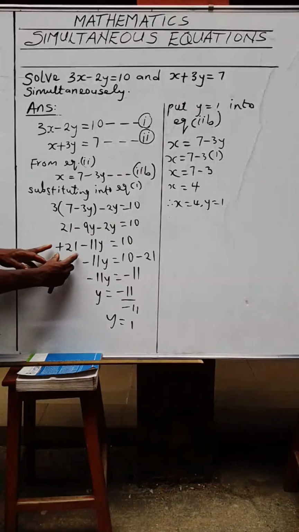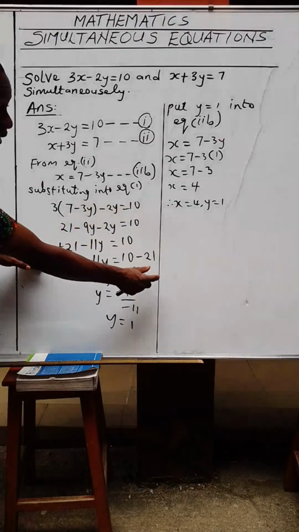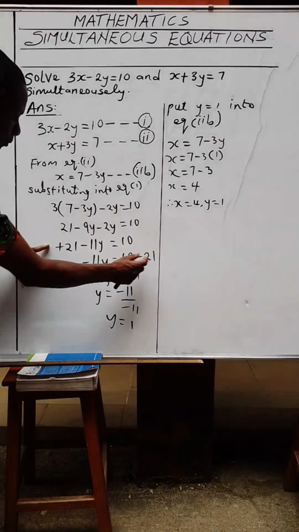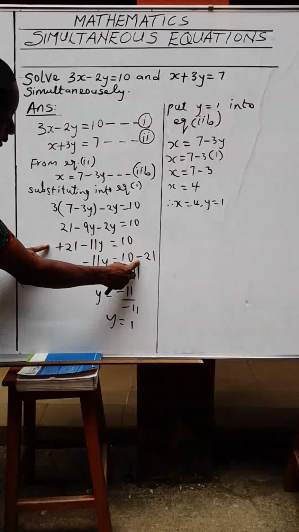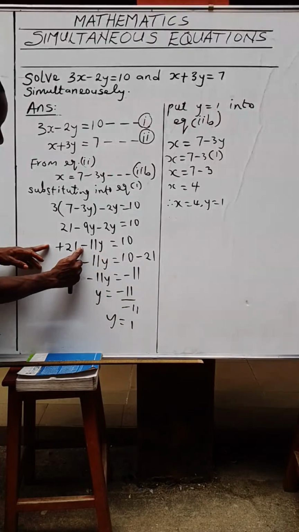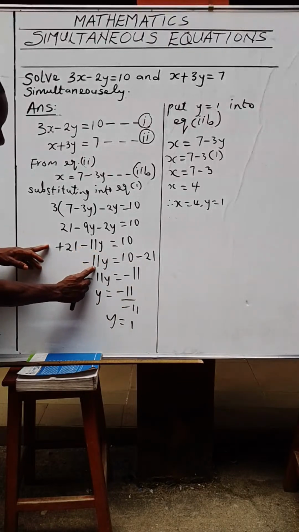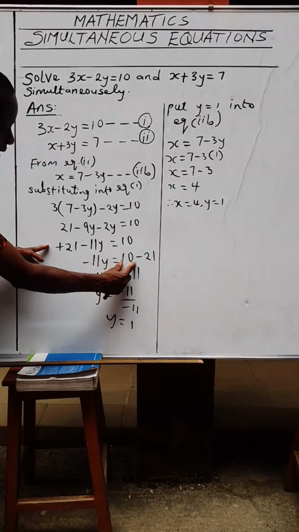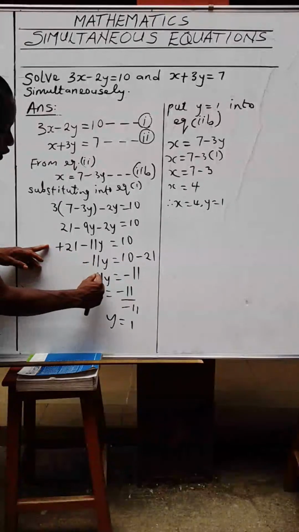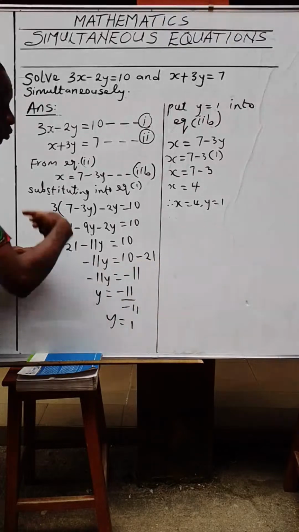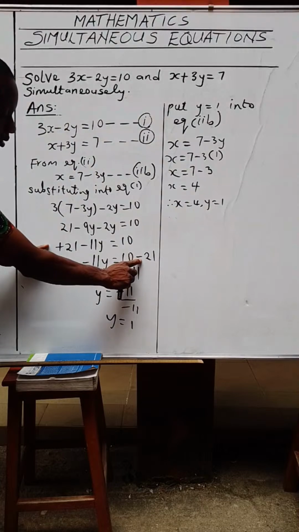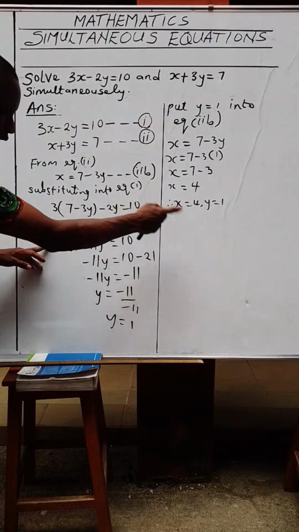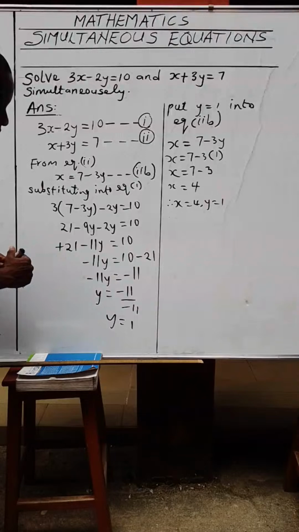Now the next phase is to take this plus 21 to the right hand side. When doing that, the plus 21 changes to minus 21, leaving us with minus 11y here, and this is 10, and this plus 21 has changed to minus 21. As it's crossing the sign of equality, the operation will change to the opposite. That's how it is in mathematics.